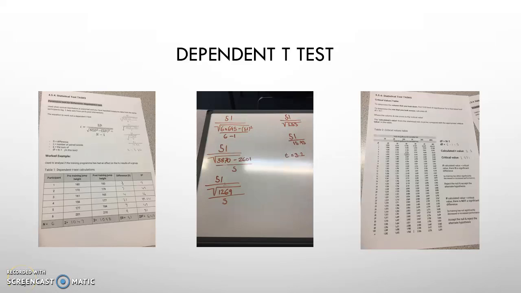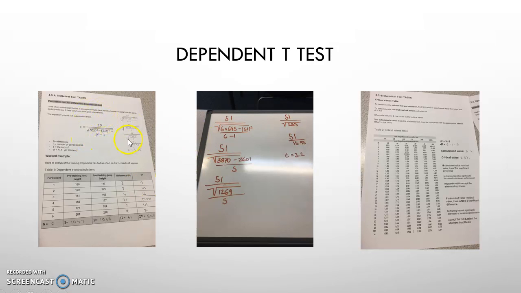Here we have the dependency test, which very much follows the same rules as the last one that we just looked at. So here we've got participants 1 through 6, their pre-training jump height, and then the post-training jump height here, and then the difference of both results. Then we've got the difference squared. So here the difference is 3, square that, it's 9, 3 times 3 is 9.